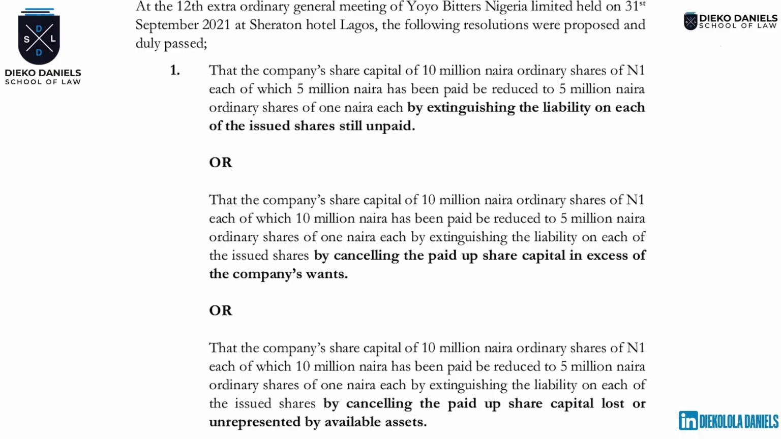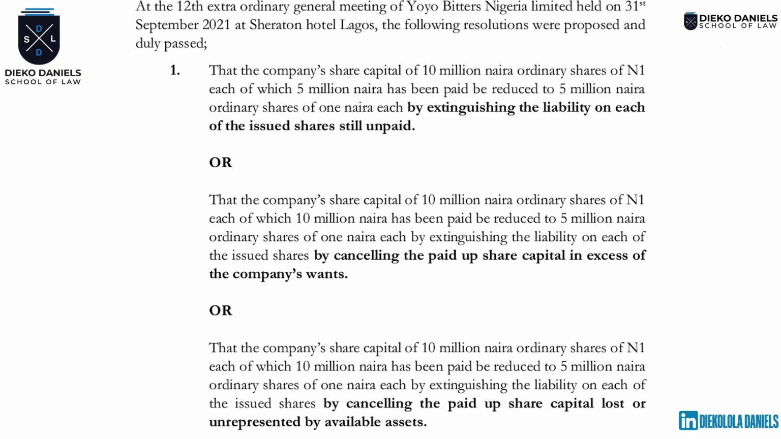So that's why I said here that, okay, we have 10 million naira ordinary shares of 1 naira each. Do you understand that? Of which you should just follow it. Of which how many has been paid for? 10 million naira has been paid for. Of which all of the issued share capital has been paid for. Right? We want to reduce it to what? We are reducing it to 5 million ordinary shares of 1 naira each.